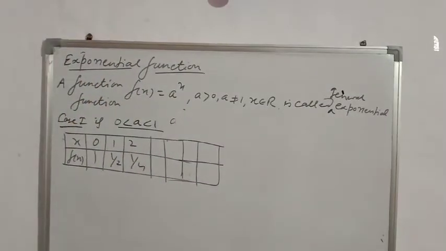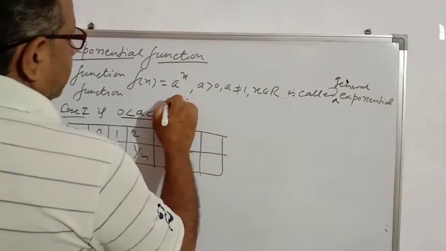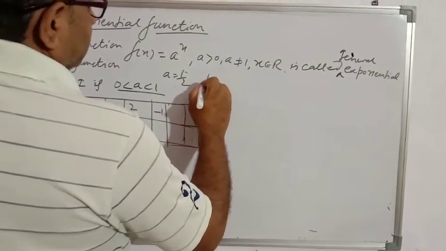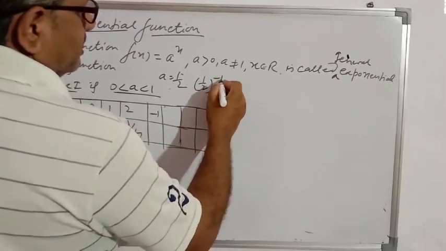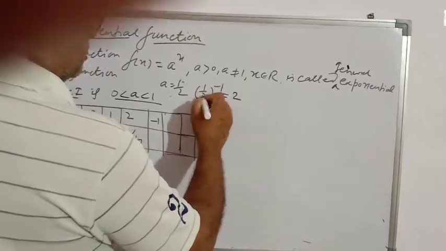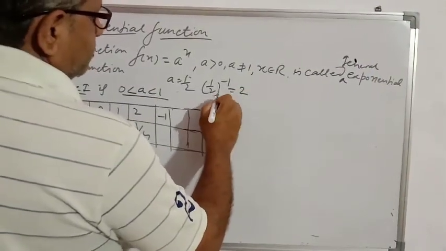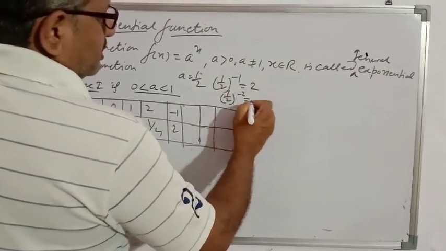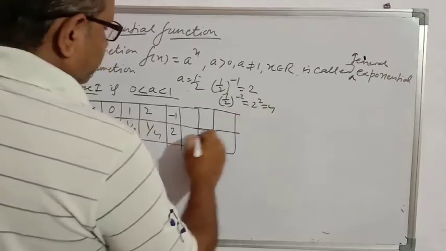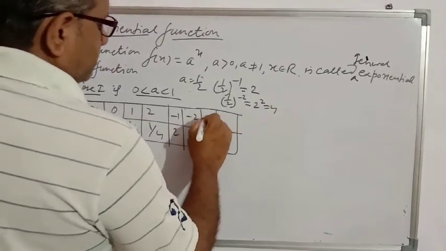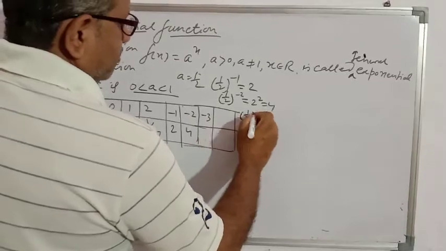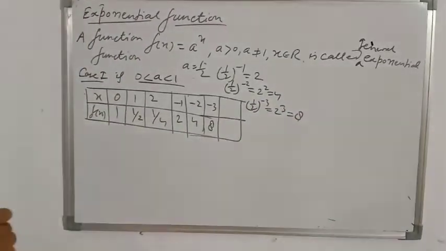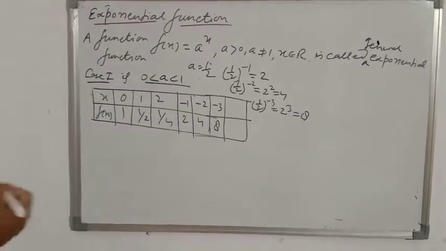Take some negative values. I have taken a = 1/2. So take minus 1. So it will be 1/2 to the power minus 1. Make the power positive, so it will be 2 to the power 1. So it will be 2. 1/2 to the power minus 2 will be 2 to the power plus 2, meaning 4. Similarly, minus 3: 1/2 to the power minus 3 will be 2 to the power 3, so 8 will come.